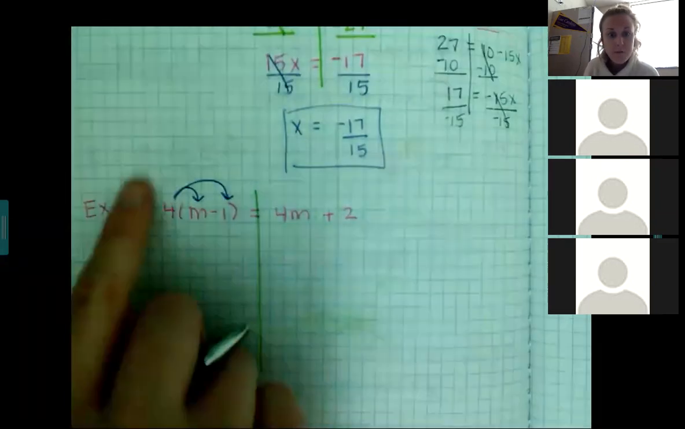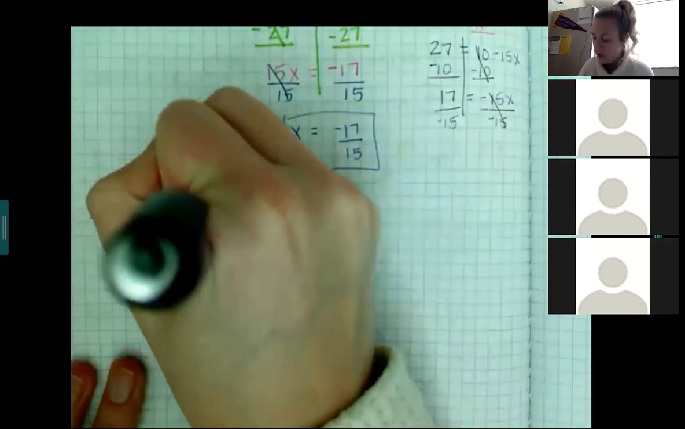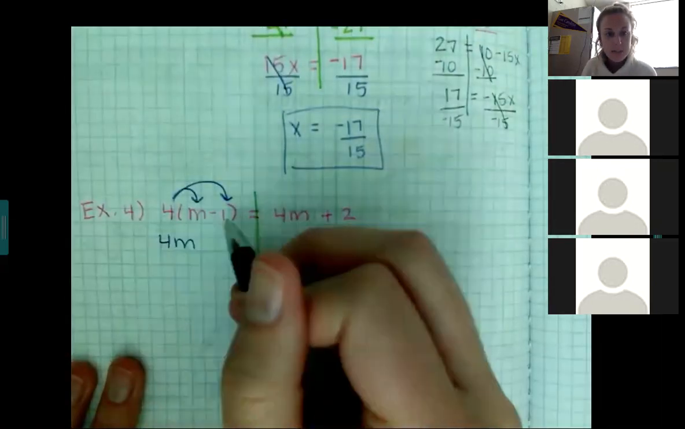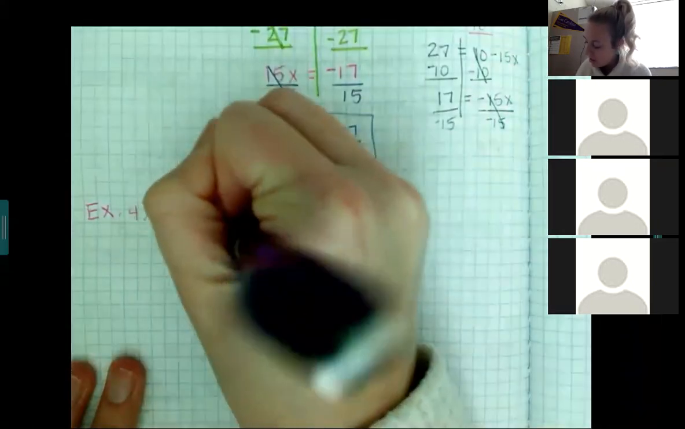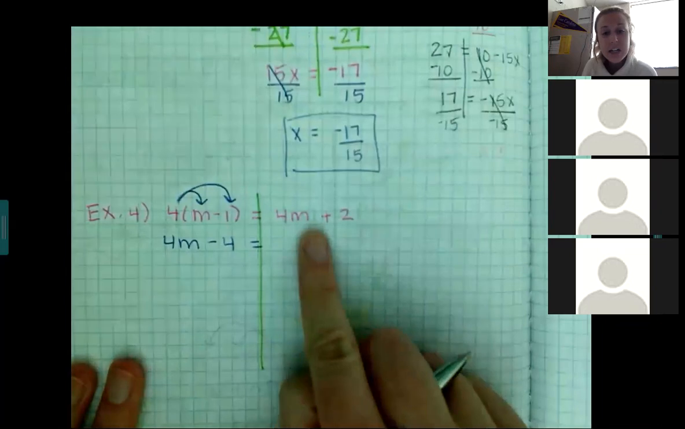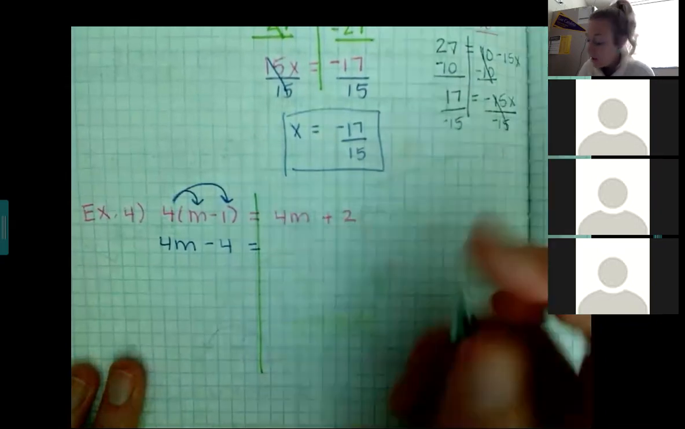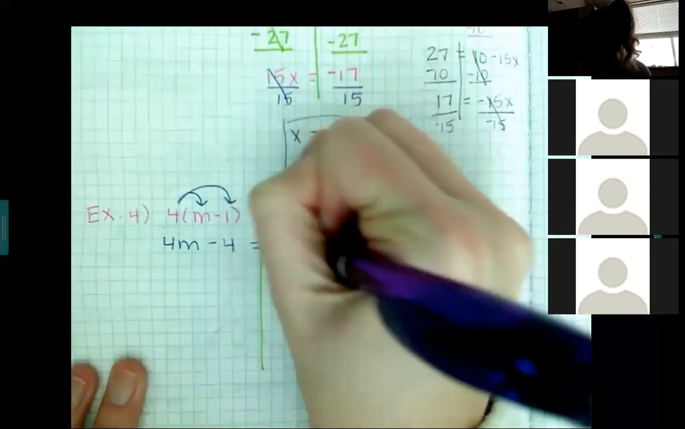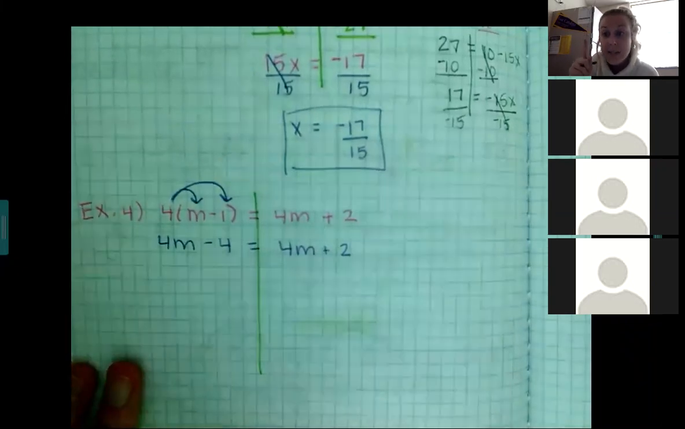So I got to do 4 times m, which is 4m. Good. And then 4 times negative 1. Negative 4. Good job, y'all. Equals. Is there anything to simplify on the right? No. No, Curtis, I gave you an easy one. 4m plus 2. Just bring it down. So you did your same side simplified.